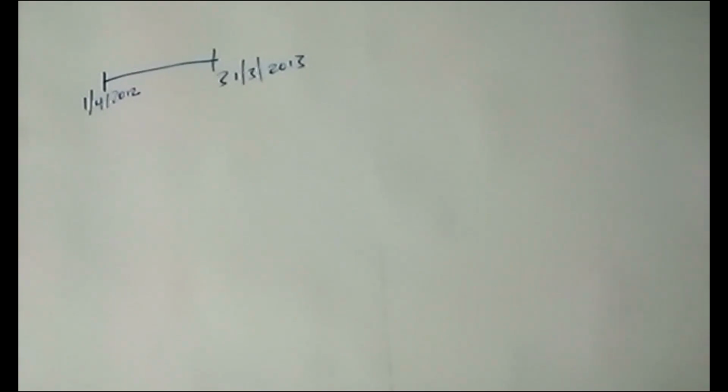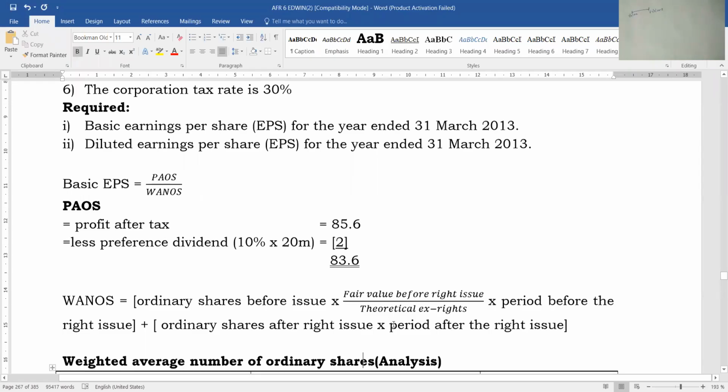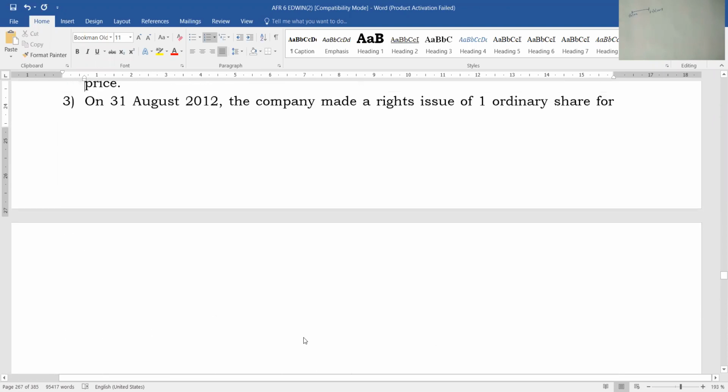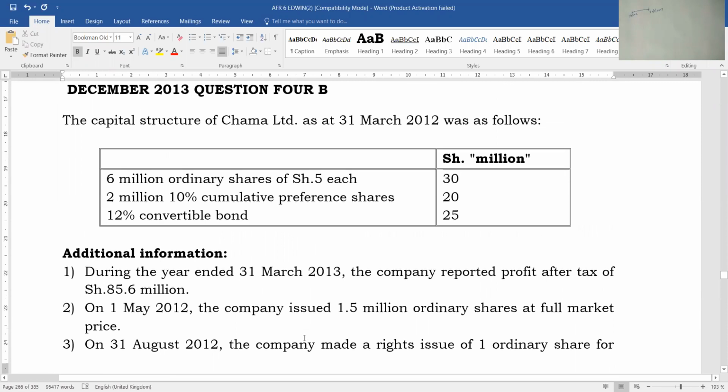So that is why you can see I'm starting with the analysis as at 1st April 2012. So the first thing there is 1st April 2012. That was the balance brought down, the start of the year. As at that period, our shares were 6 million. This is because the capital structure you are given up there is as at 1st March 2012, which is the closing of the previous year.